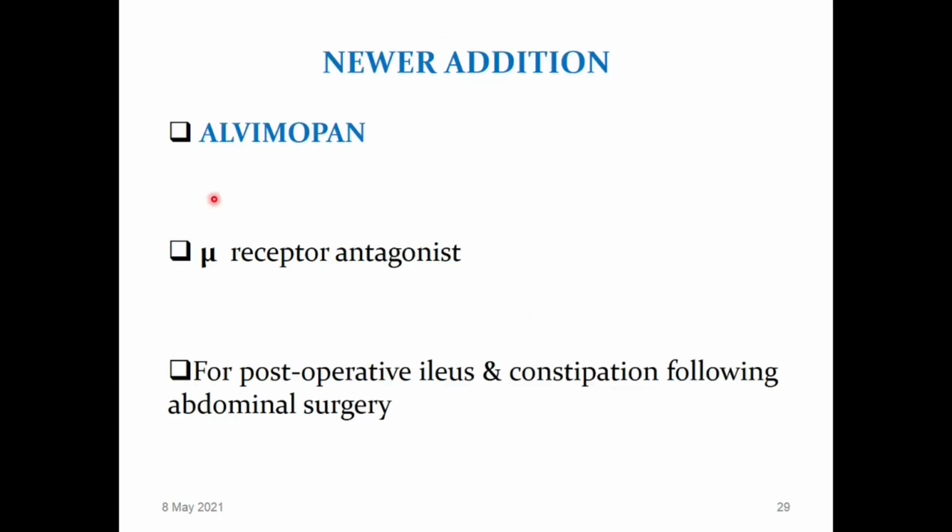One important drug which is newly added, recently approved in the Indian market, is alvimopan. This is an opioid mu receptor antagonist. It is given for postoperative ileus. Ileus means that after an operation, sometimes there is decreased peristaltic movement, particularly in the ileum. So for postoperative ileus and constipation following abdominal surgery, this drug is very commonly given.